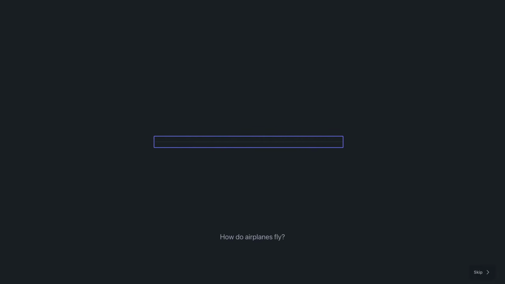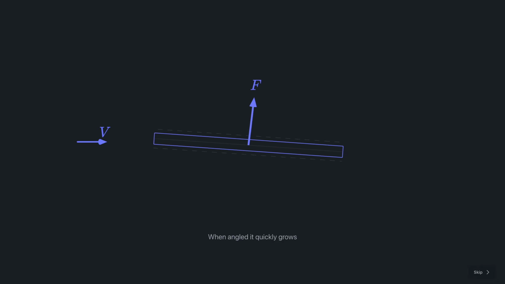How do airplanes fly? Imagine a simple rectangular plate in a strong wind. As you hold it, you'll notice a force acting on it. When the plate is perfectly parallel to the airflow, that force is minimal. However, as you start tilting it backwards, something interesting happens. The force increases rapidly and remains perpendicular to the plate. You may ask, what's the source of this force?